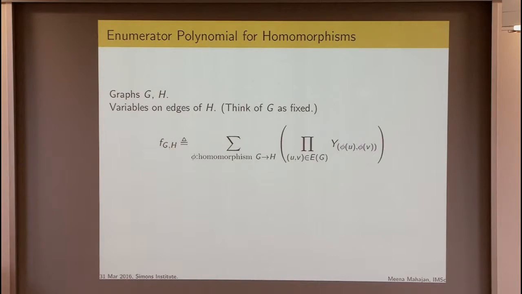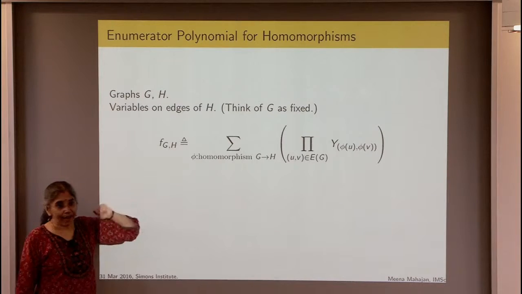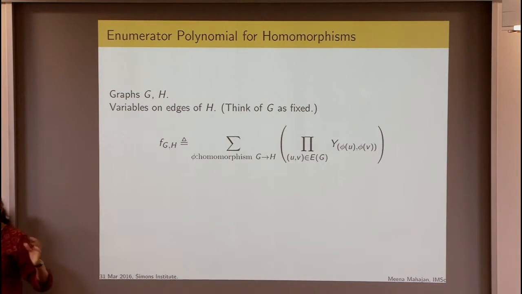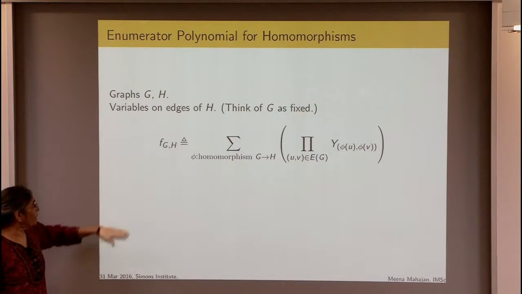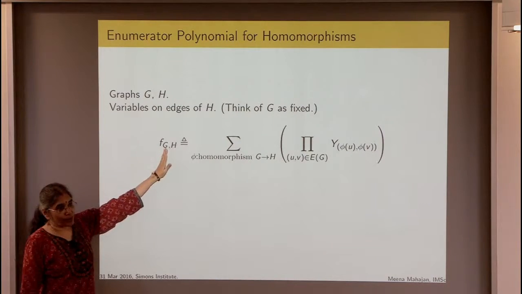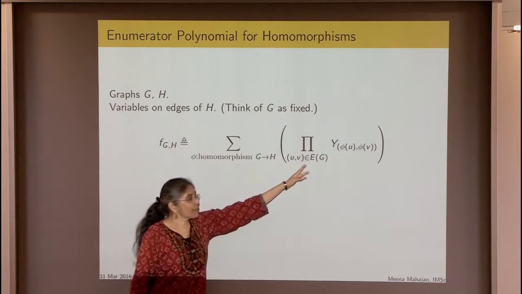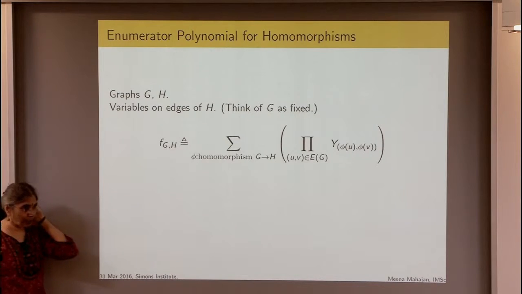So the so-called enumerator polynomial that we construct for this looks something like this. Given 2 graphs G and H, I have variables sitting on the edges of H. So I'm thinking of G as fixed, and that's why in the abstract I said this is homomorphisms from the left. H has variables sitting on every edge, and as I instantiate these variables, I get different target graphs H. So now let's look at a polynomial corresponding to homomorphisms from G to H. For each homomorphism phi, I just look at the image of every edge and take the corresponding edge variable, and multiply them out into a monomial.